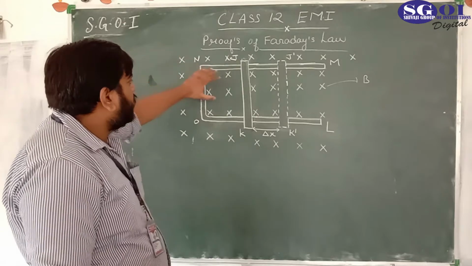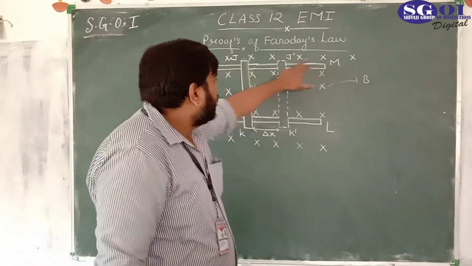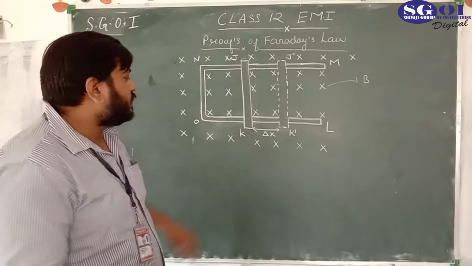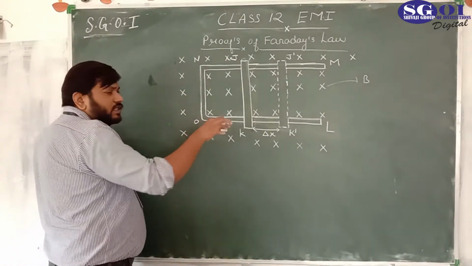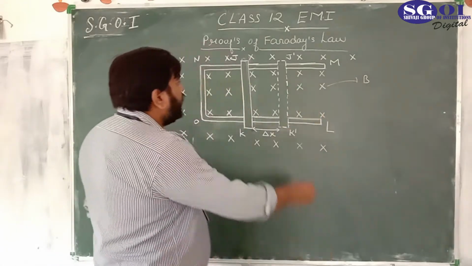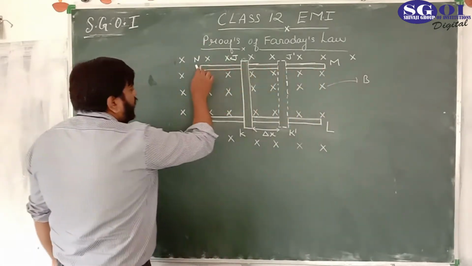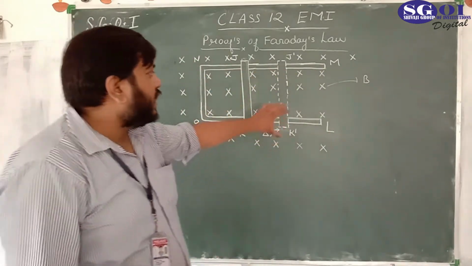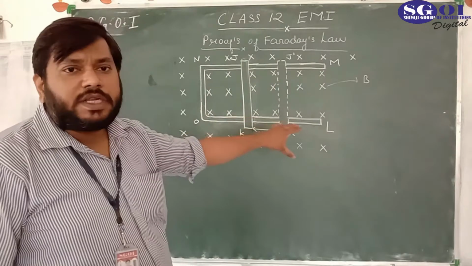You are seeing that the magnetic field is shown by the cross sign. It means magnetic field B is inside this blackboard, and you are seeing this is MNOL. You are seeing this strip. This is of metallic path. You can say this is a metallic track.